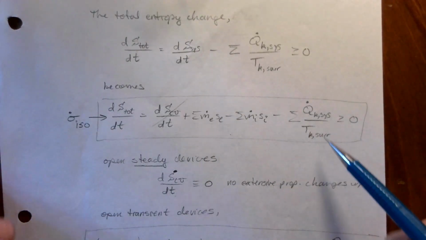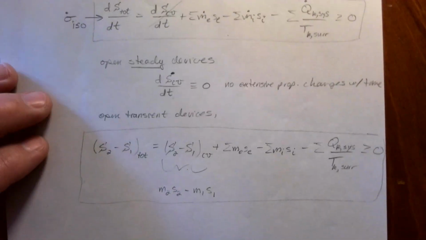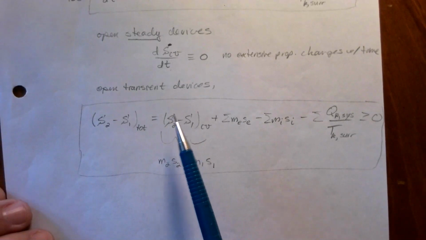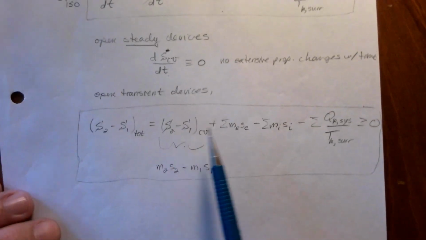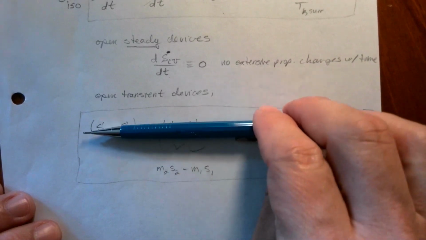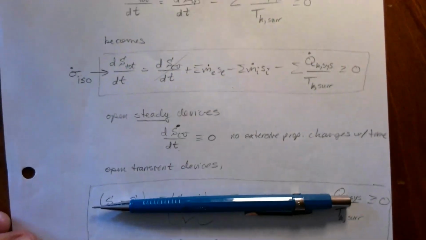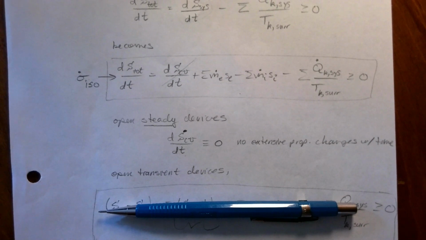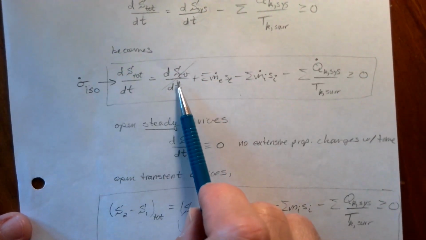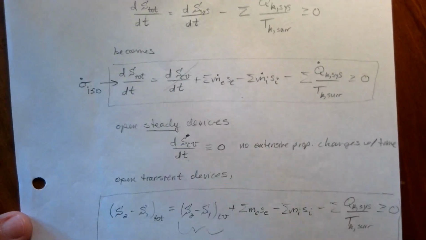Okay, so that's the equation that we're going to apply for the second law for open systems. For open transient devices, we could integrate above. You're not responsible for that. We're not going to do open transient analysis. We're only going to do steady devices. So we'll consider these up above, and that term is not going to be significant for steady operating devices.